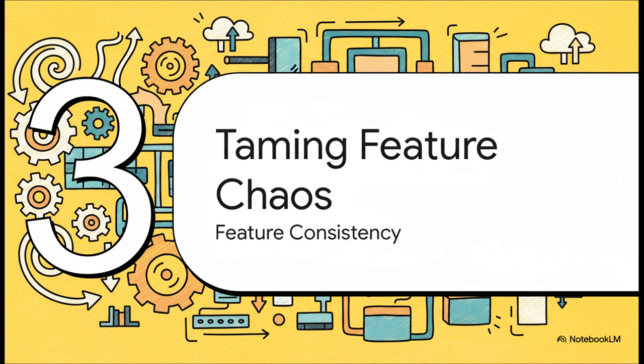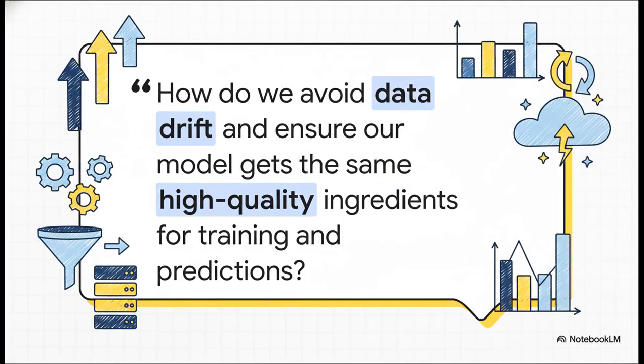It's perfectly tuned, it can handle traffic like a champ, but there's this one silent killer that can ruin everything, and that is feature inconsistency. Think of it like this. When you trained your model, maybe you used a feature like average purchase amount over the last 30 days. But when a new purchase happens in real time, are you calculating that feature in the exact same way? The slightest little difference in the logic or the data, and suddenly your model's predictions go haywire.